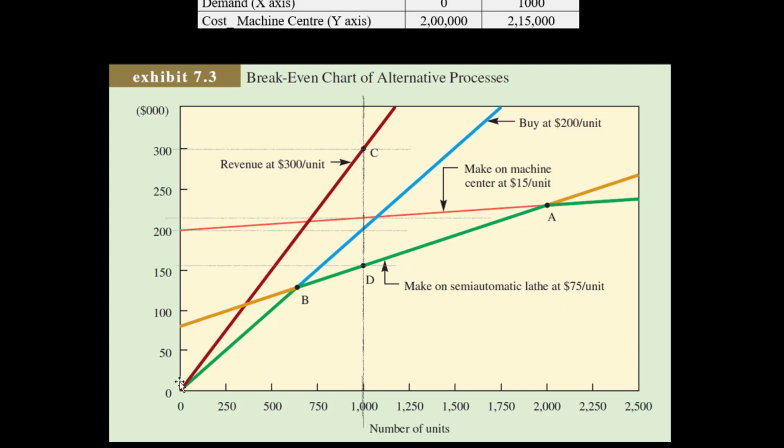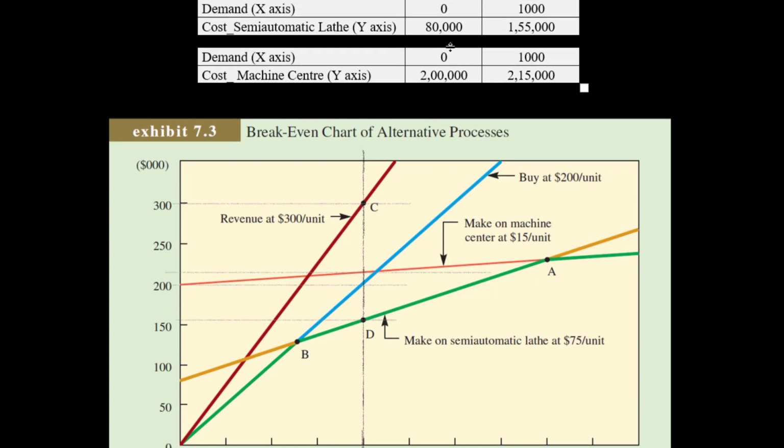So simply, the 2 points you need to connect with a proper scale and a pencil. And then the last line is the machining center line. The first point is 0 to 200,000. Here it is in thousands. So 0, 200,000 is the first point, and 1,000 and 215,000 is the second point.